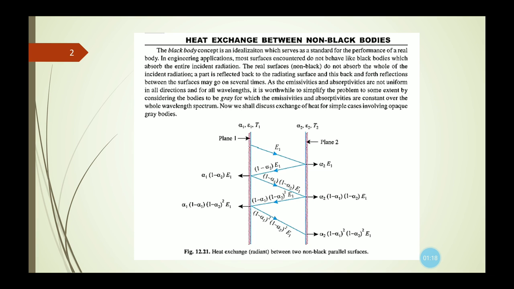The black body concept is an idealization which serves as a standard for the performance of a real body. What is this black body concept? That thing is already discussed. When the absorptivity is one, that is, everything is absorbed by a body, that is known as a black body. So there is no reflectivity or transmissivity in the case of a black body.